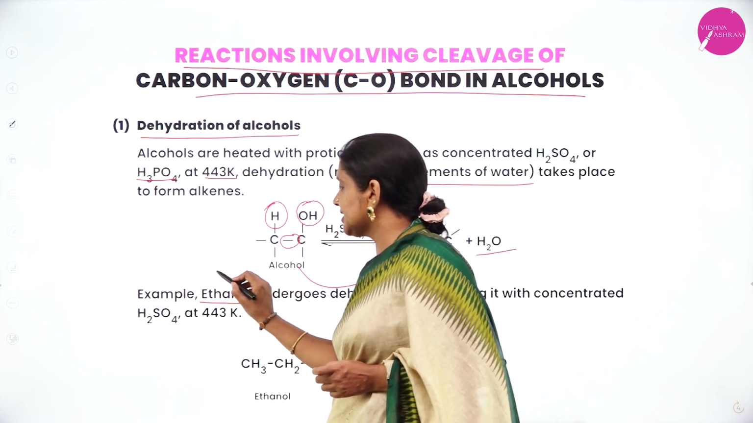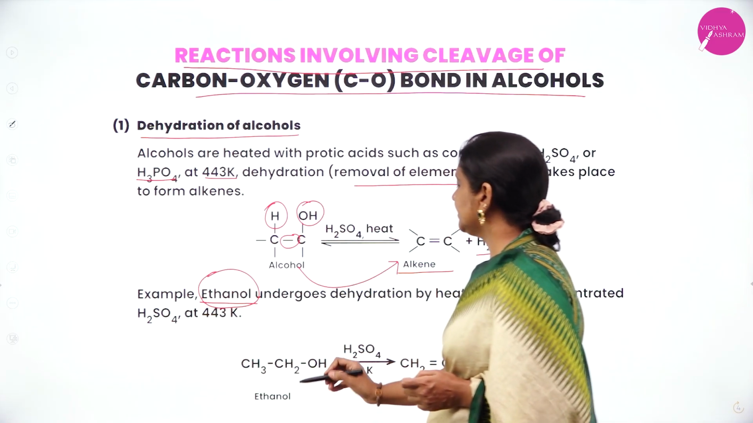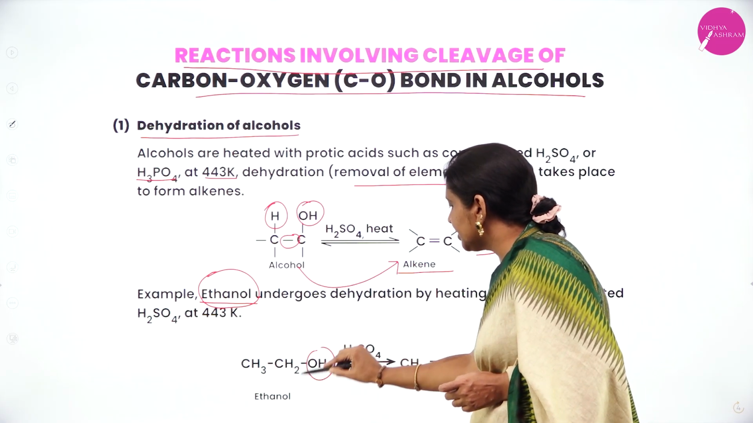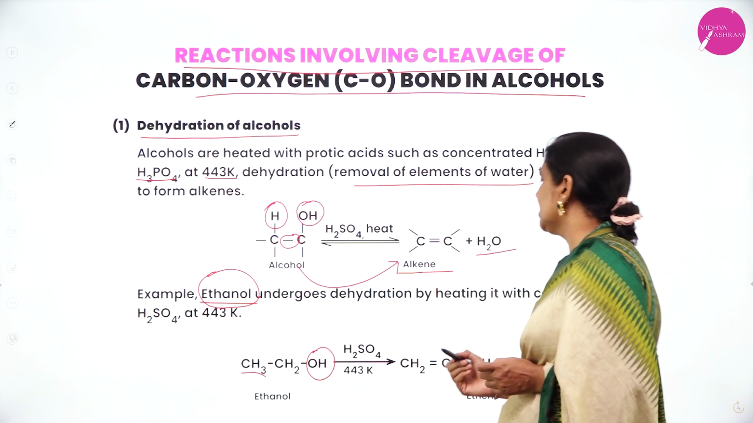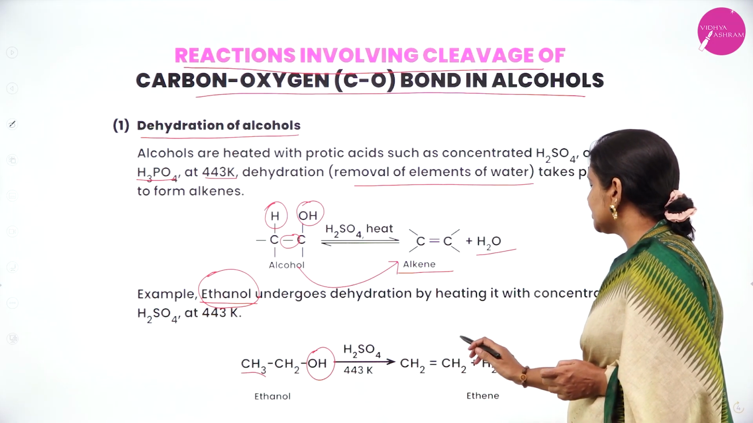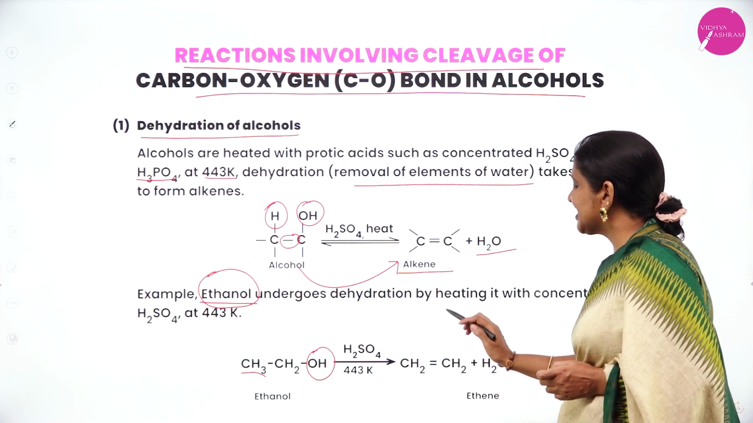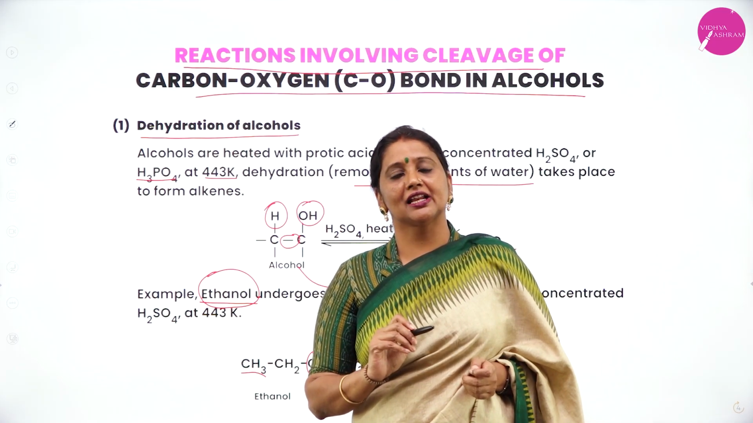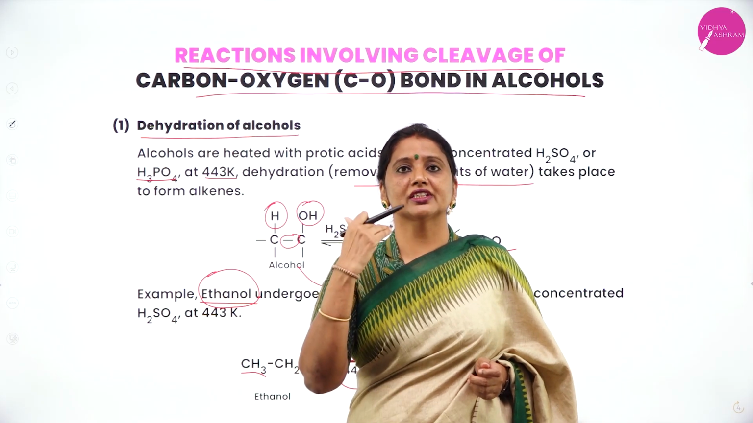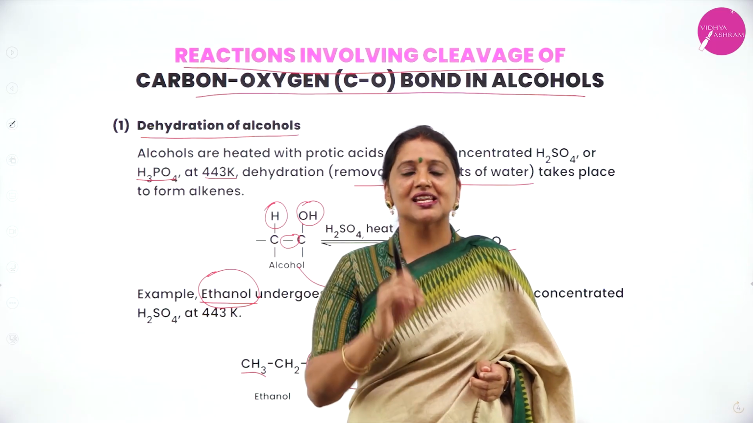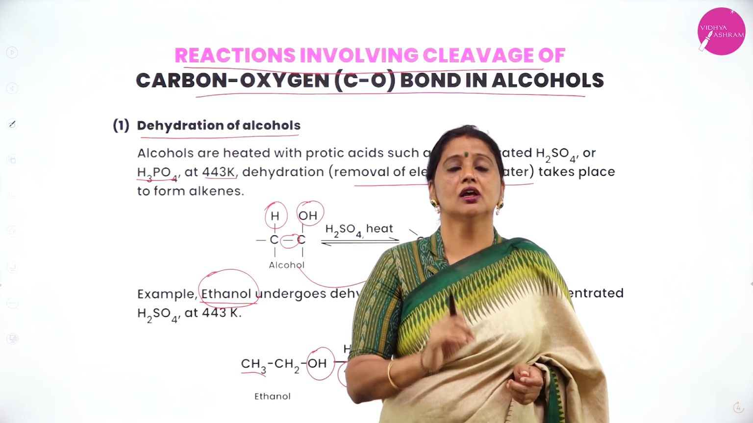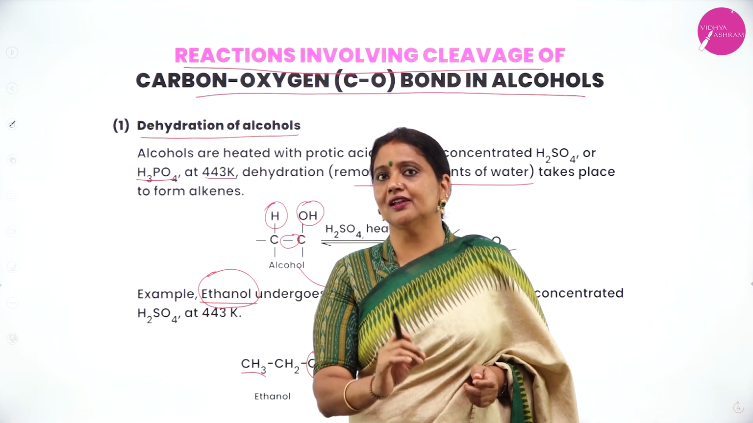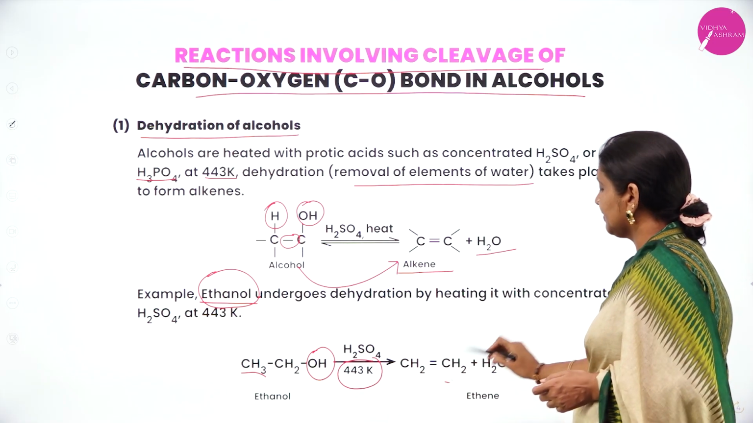Now let us consider an example, primary alcohol, ethanol. What's the formula of ethanol? CH3CH2OH. I'll remove OH and here I am going to remove H and it will form CH2=CH2 plus H2O. It is ethene. And what's the temperature required? The temperature required is 443 Kelvin. The best example for primary alcohol is ethanol. When ethanol is heated with concentrated sulfuric acid at 443 Kelvin, it undergoes dehydration and forms ethene.